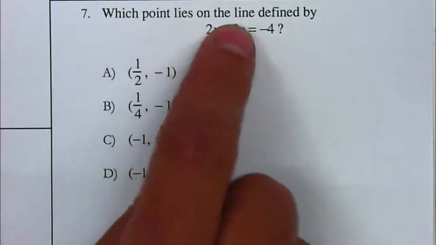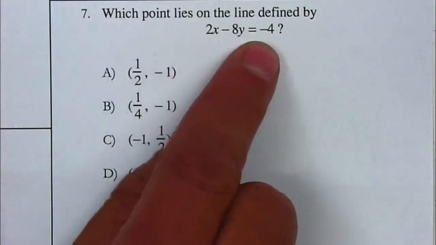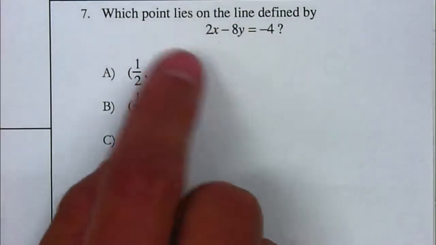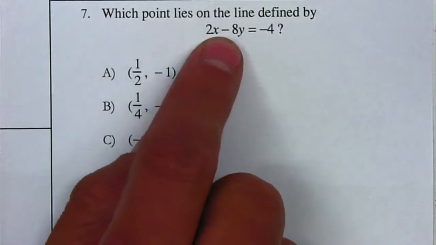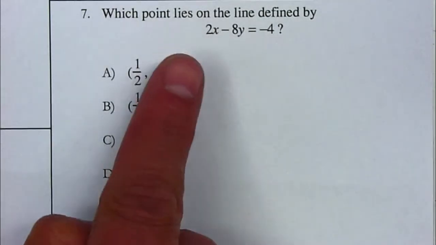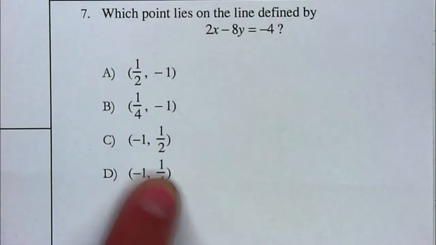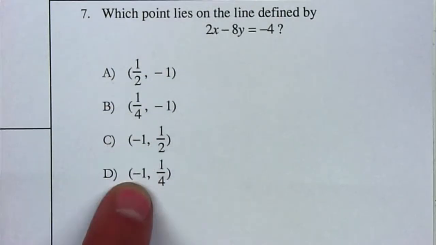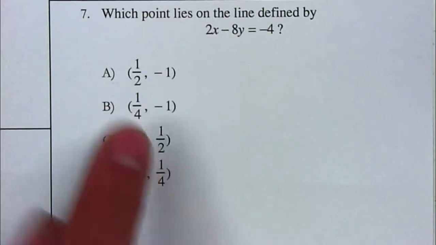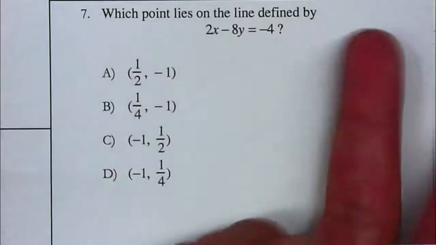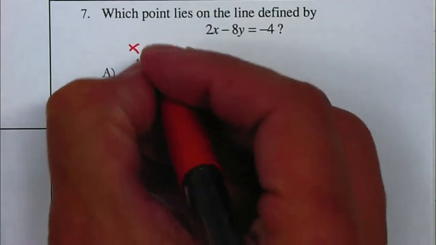Which point lies on the line defined by 2x minus 8y is equal to negative 4? Now to decide which point lies on the line, we can do two things. First, we can graph it and see which of those points are on the line. But because we have fractions in there, it's going to be challenging. We can just plug them in instead. So we can graph it or plug it in. In this case, because of the fractions, we're just going to plug it in.